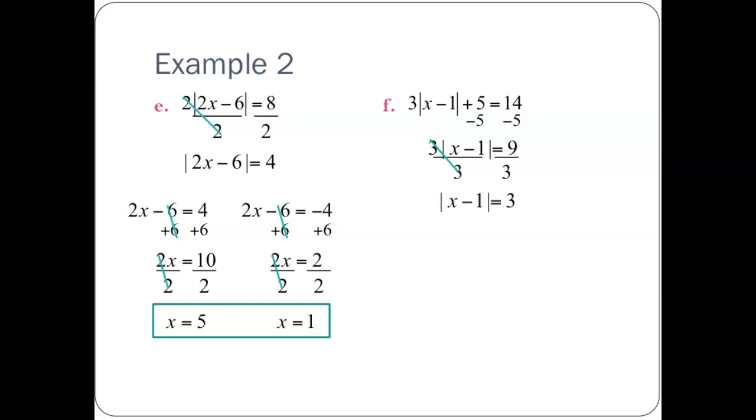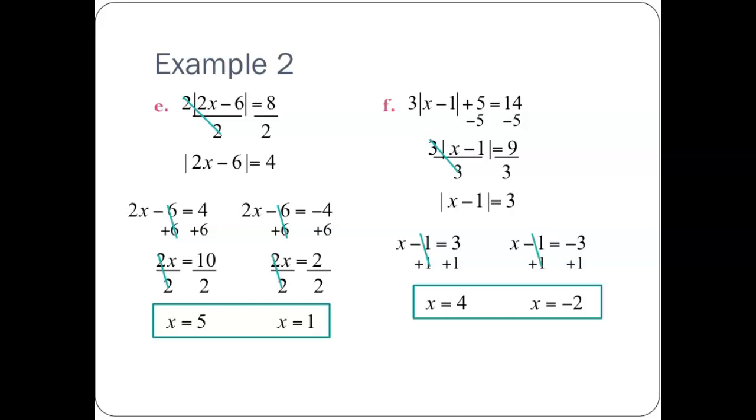Okay, and then now I can write my two equations. So x minus 1 equals 3 and x minus 1 equals negative 3. We'll go ahead and solve both of these. So we're going to add 1 to both sides. That leaves me with x equals 4 for this first equation. And in the second one, again, add 1 to both sides, and that leaves me with x equals negative 2. So our answers are x equals 4 and x equals negative 2.